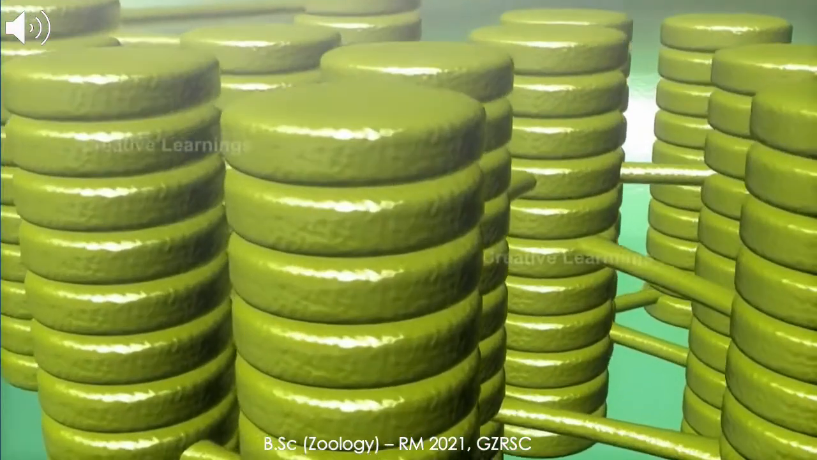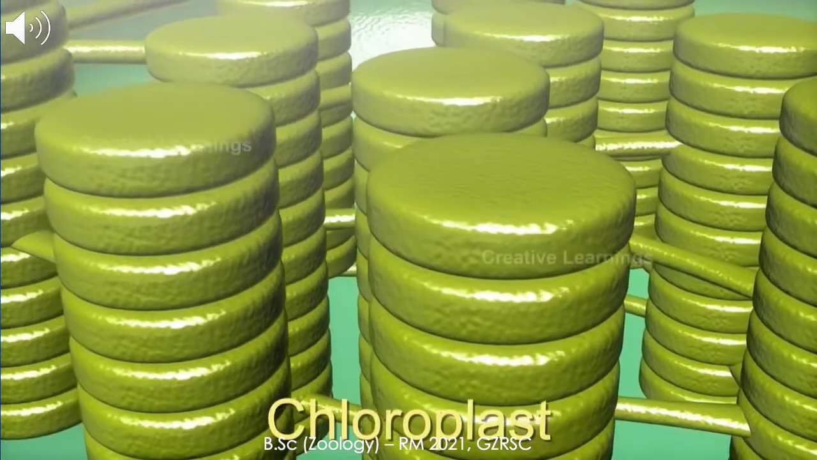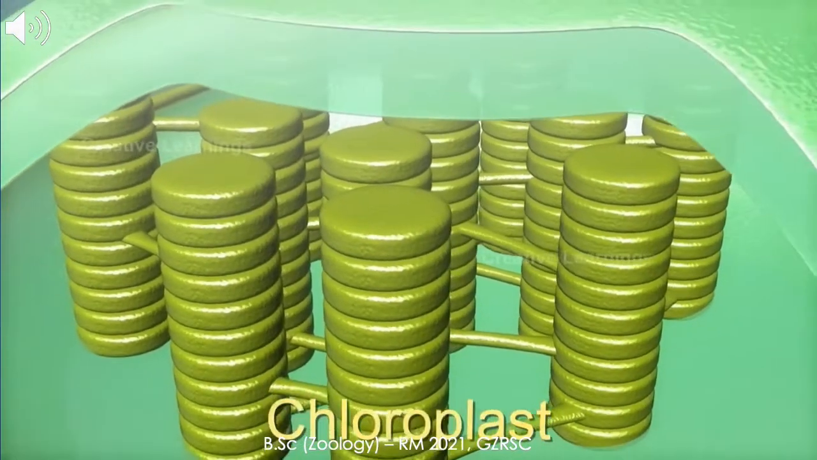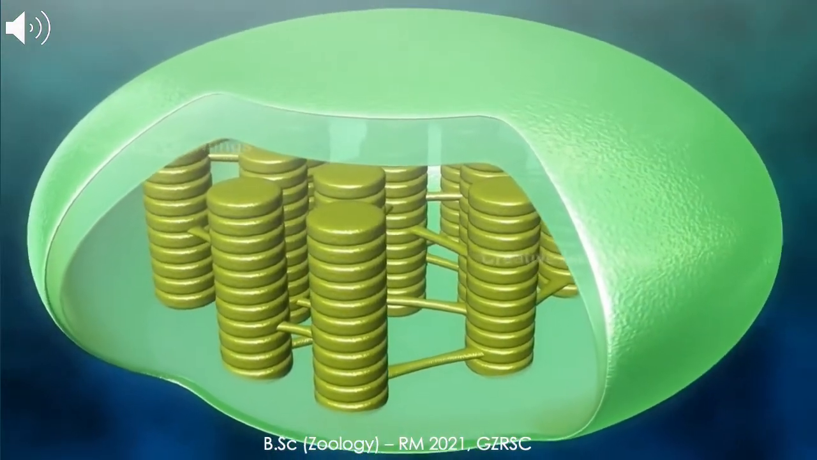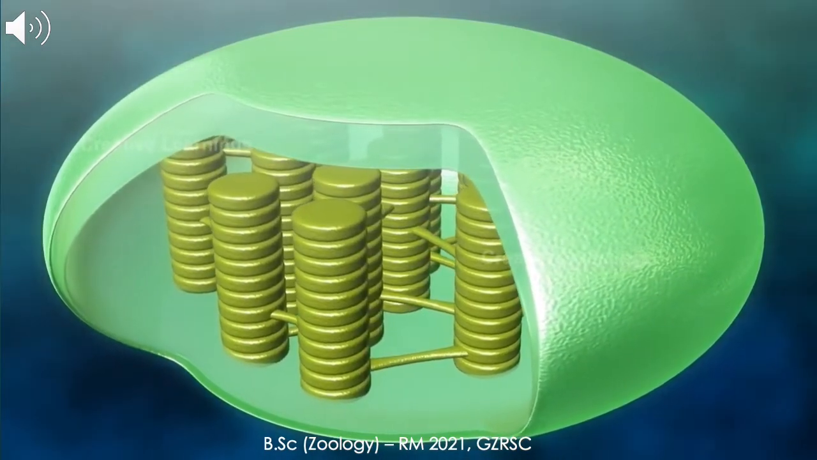The final difference is the presence of chloroplasts in plant cells. Chloroplasts are green-colored, double membrane-bound organelles which carry out photosynthesis for the plant.